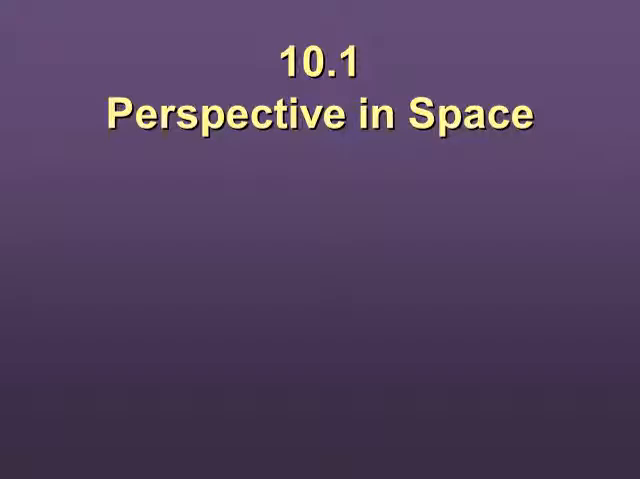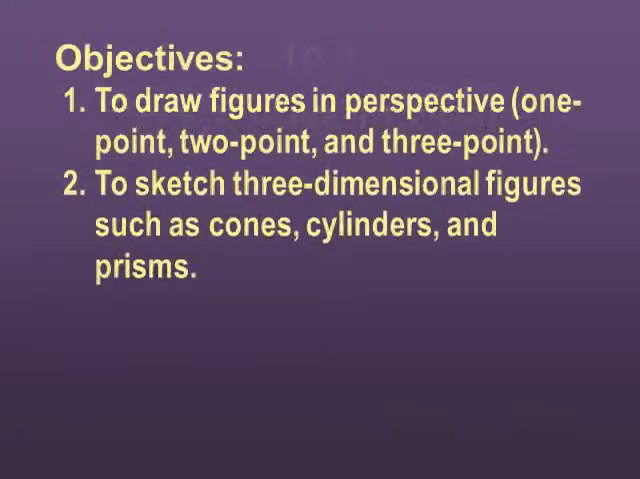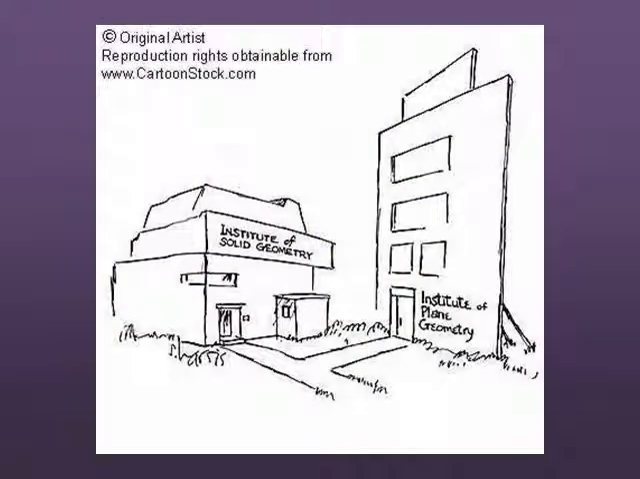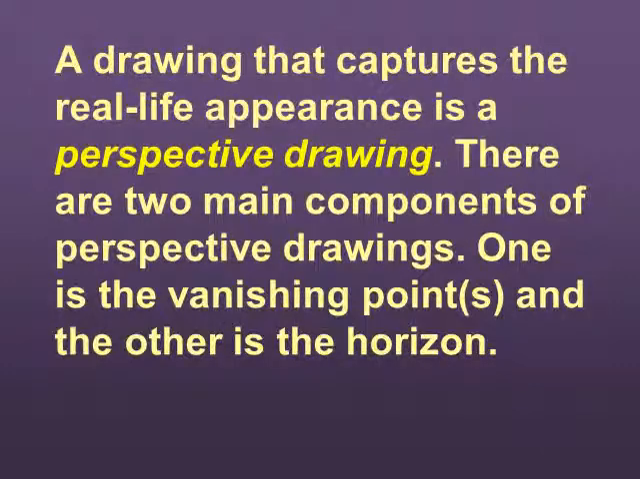Our first section, 10.1, is perspective in space, and we're going to be drawing some 3D figures. Okay, so a drawing that captures real-life appearance is a perspective drawing. There are two main components of perspective drawings. One is the vanishing point and the other is the horizon. So we're going to talk about those definitions here.